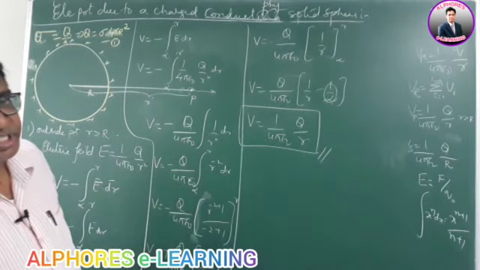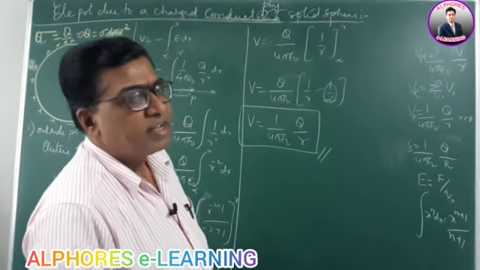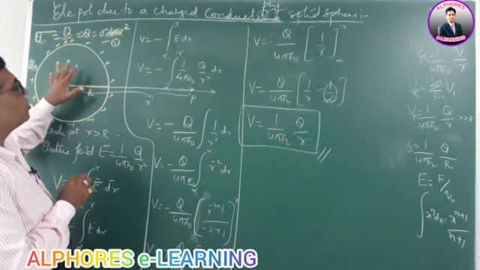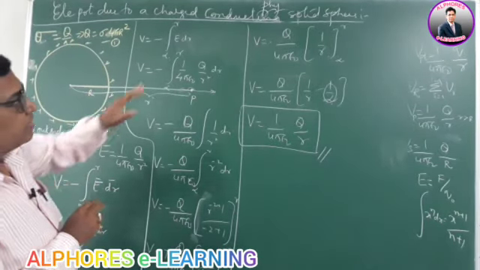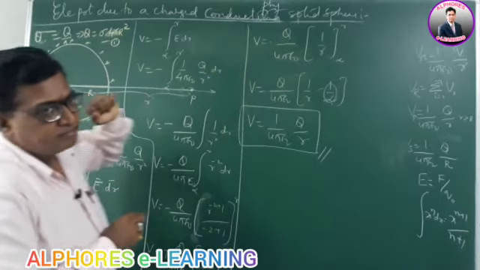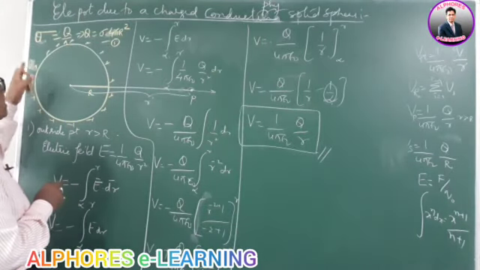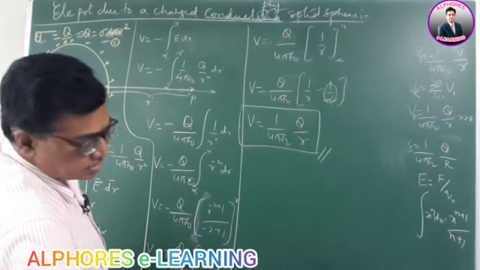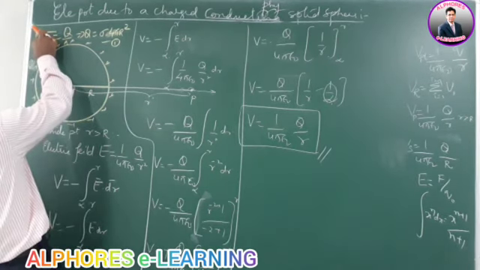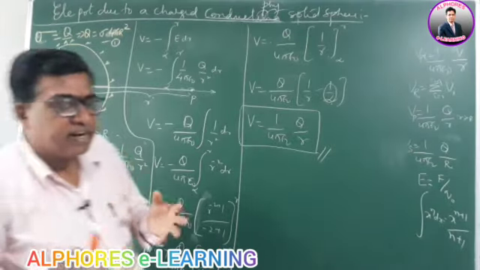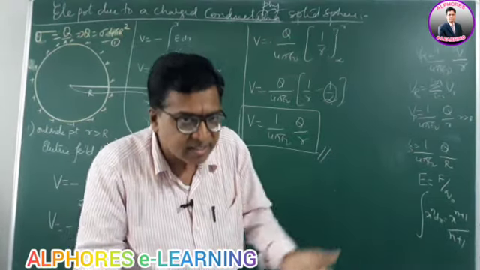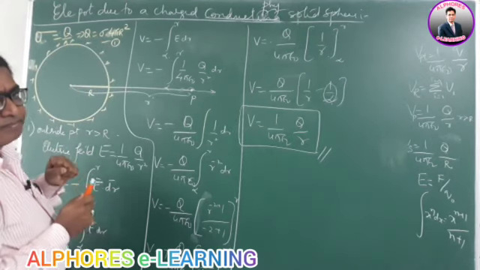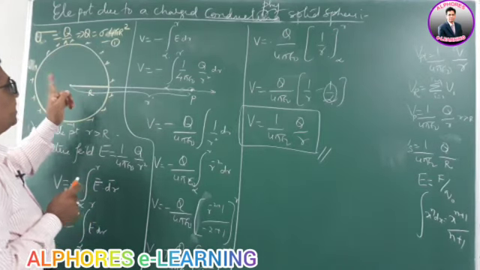The electric potential due to a conducting charged sphere. First, consider a solid conducting sphere. Let it be charged with a charge Q. I am giving a charge Q to it. For a conductor, charge resides only on the surface. So all the charge will reside on the surface. There is no charge inside. Right, first point.